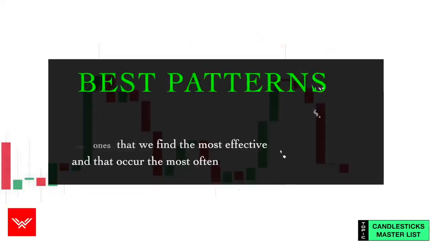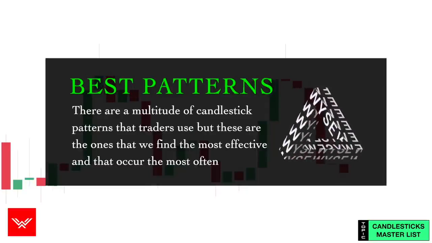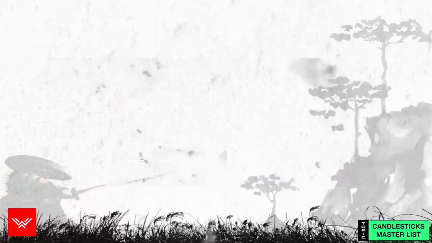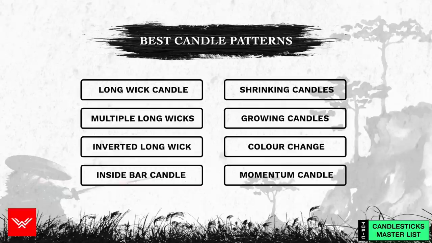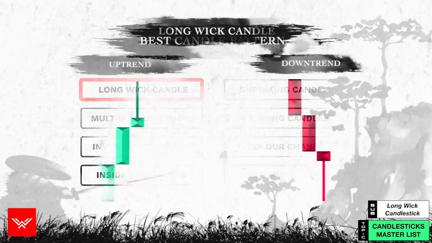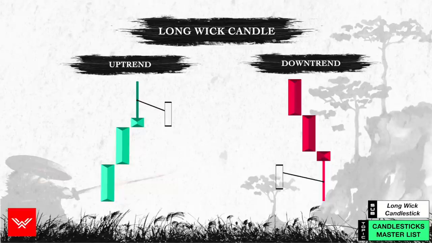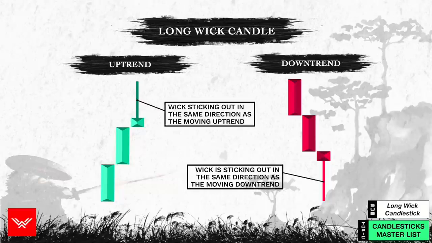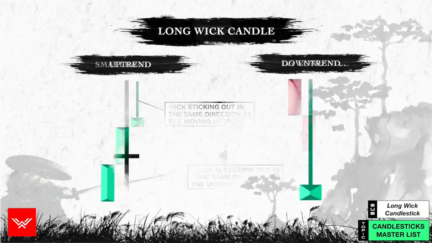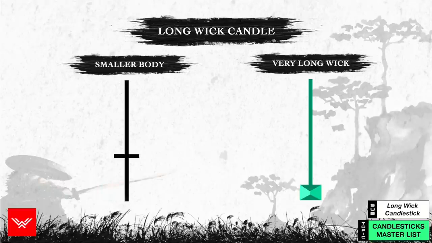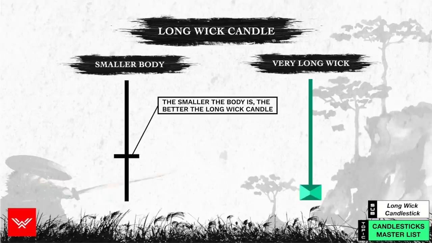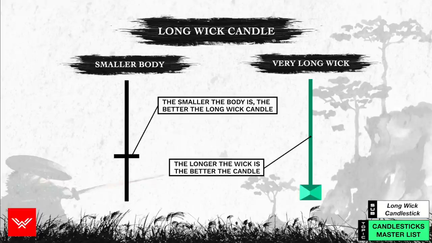Now, there are a multitude of candlestick patterns that traders use, but these are the ones we find the most effective and that occur the most often. Let's start with the first, which is the long wick candle. This is any candle where the wick is sticking out in the same direction as the moving trend. Now, there are two variations of the long wick candle that make it of higher quality. First, the smaller the body of the candle, the better the candle. And second, the longer the wick, the better the candle, also known as a very long wick candle.